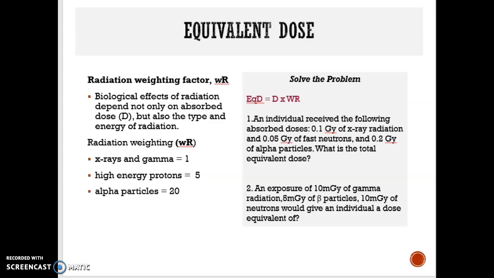The term equivalent dose was introduced to reflect the different biological effects of the different radiation types. The equivalent dose is calculated by multiplying the absorbed dose by the radiation weighting factor.